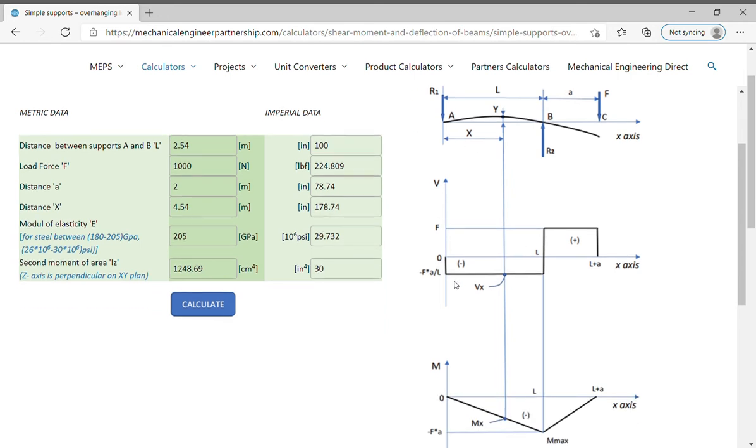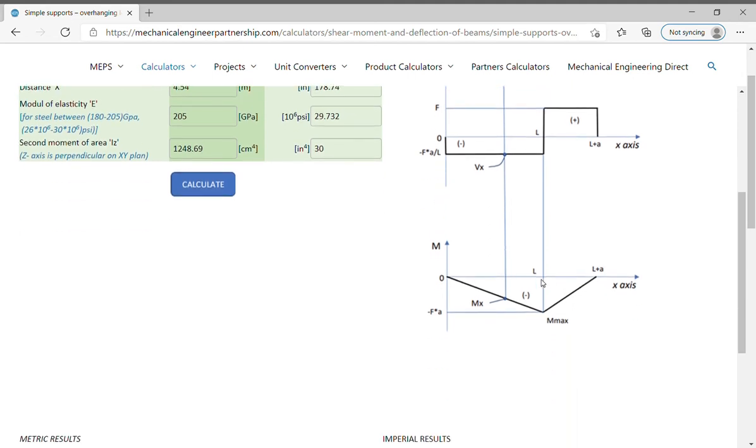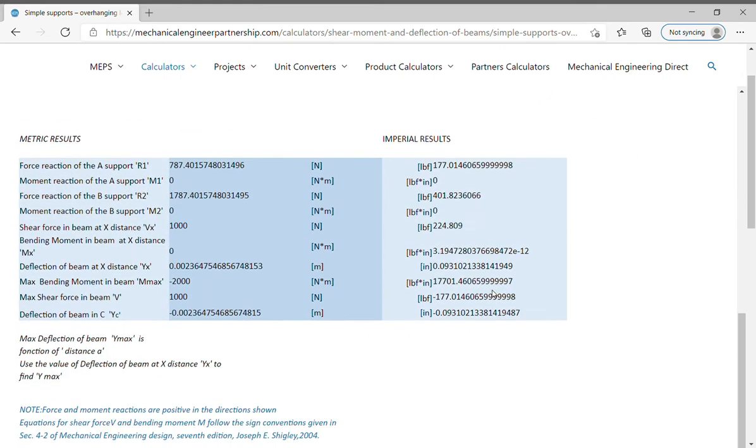Analyzing the graphic we observe, the shear force is negative and smaller in absolute value between supports A and B, positive and of maximum value between supports B and C. Bending moment is a linear function of the x coordinate, negative and maximum in absolute value at B support, and 0 at the extremities. The results are, force reaction of the A support R1, moment reaction of the A support M1.